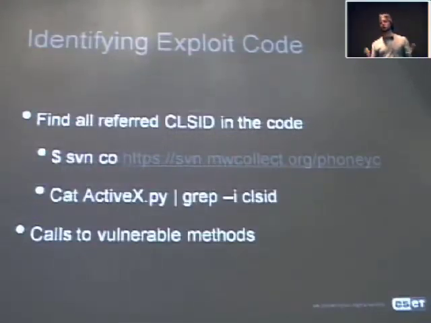And if you don't find what you're looking for with this lazy method, you can also just have a look at the code and see calls to weird functions, because the exploit code is usually very straightforward. They make one or two calls and then launch the exploit. So if you Google for these calls to ActiveX methods, you usually find either the exploit code or a description of the vulnerability.